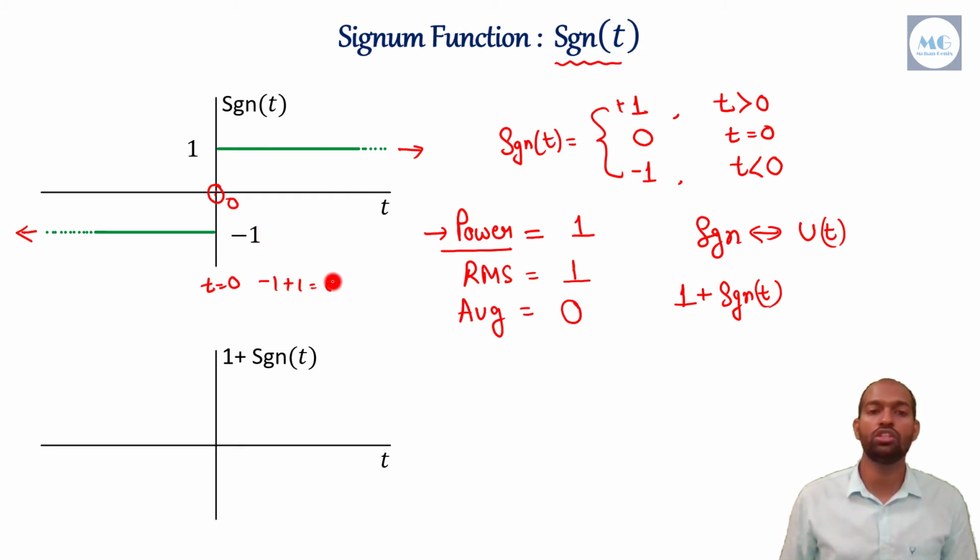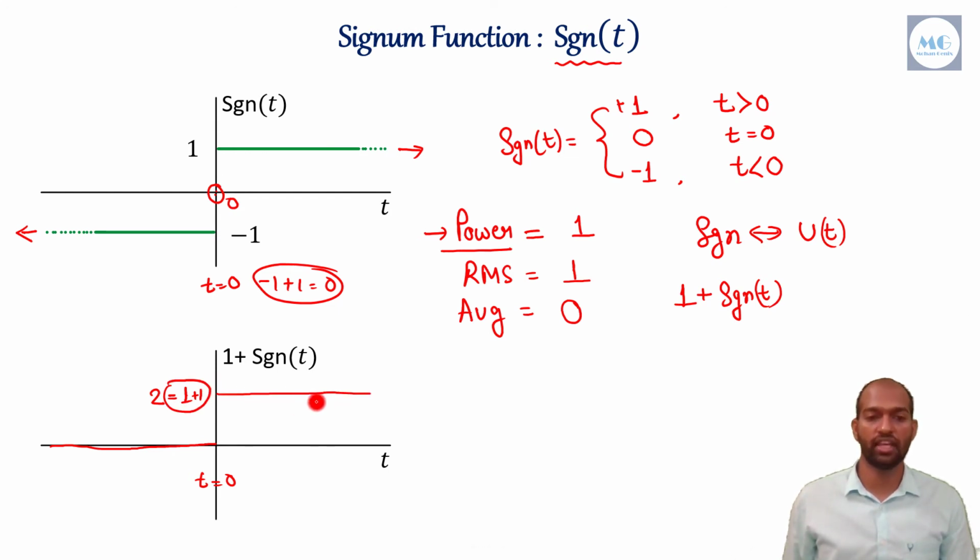-1 plus 1 is equal to 0. So it will be 0 for t less than 0. And for t greater than 0, 1 plus 1 will become 2. So its value is 2 for t greater than 0. And this will be the point of discontinuity. At the point of discontinuity, that is t equal to 0, its value is 1. As here its value is 0, so 0 plus 1 will become 1.